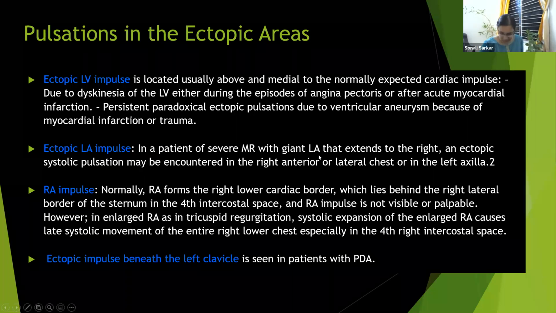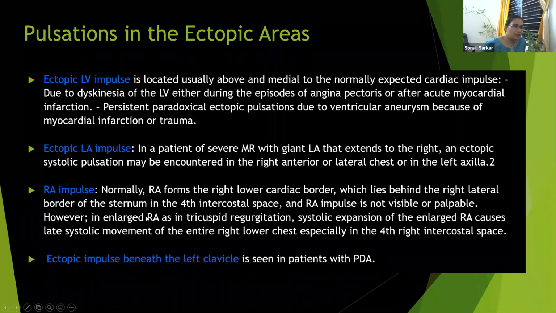It is called a giant left atrium when the volume is more than 1000 cc. This extends to the right, and there can be an impulse in the right anterior chest or the lateral chest, or a right atrial impulse. Right atrial impulses will be seen, if present abnormally, in the fourth intercostal space on the right side.